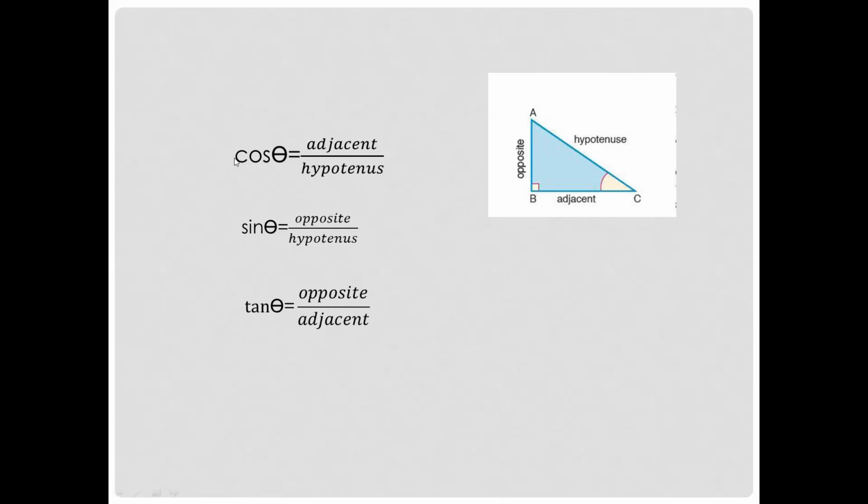So moving on to their formulas. There are three trigonometric ratios, and these are known as cosine theta, sine theta, and tangent theta. The formula of cosine theta is equal to length of adjacent over length of hypotenuse, and sine theta is equal to length of opposite over length of hypotenuse, and tangent theta is equal to length of opposite over length of adjacent. So these formulas would be used to calculate the length of either side of a right angle triangle.